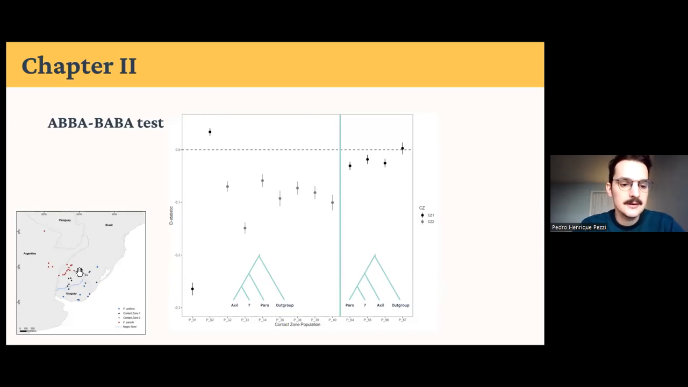And it suggests that this contact zone two here also has some signs of hybridization, but it's not as strong as this one here. So it suggests that it could be a little bit older contact zone and hybrid zone between these two species.